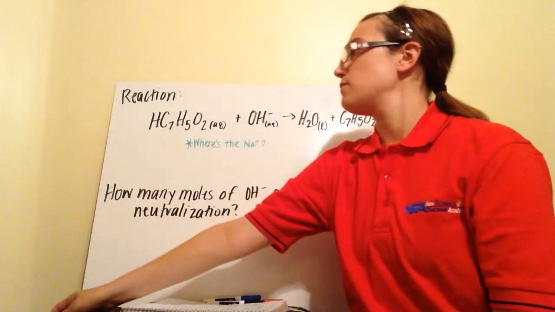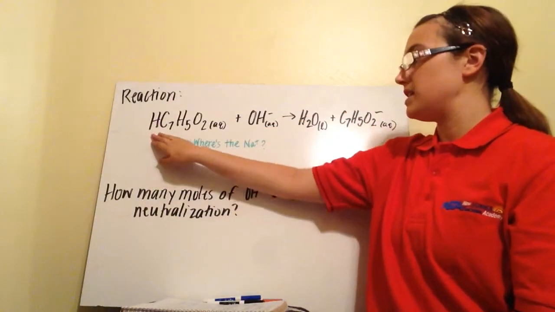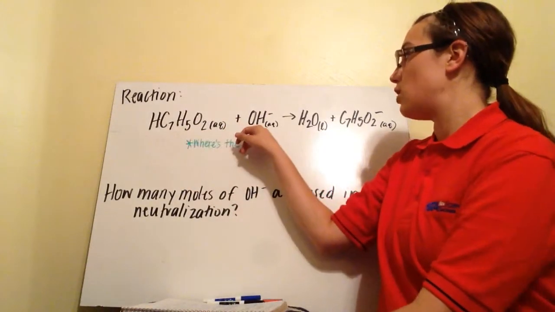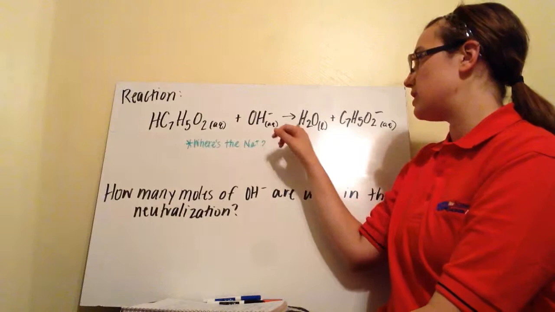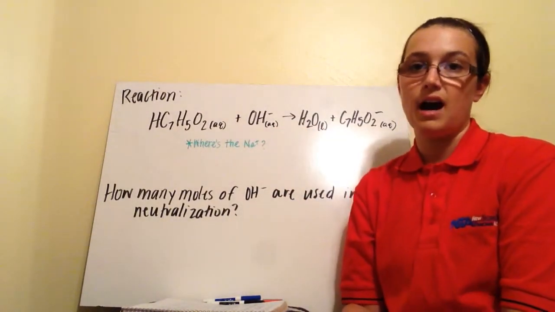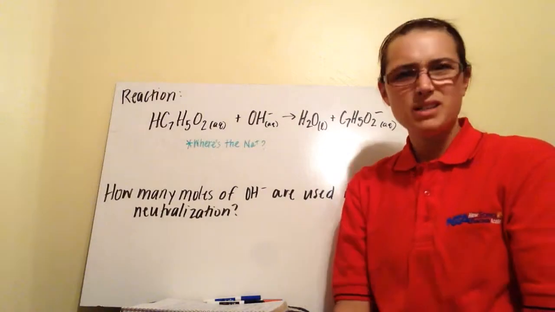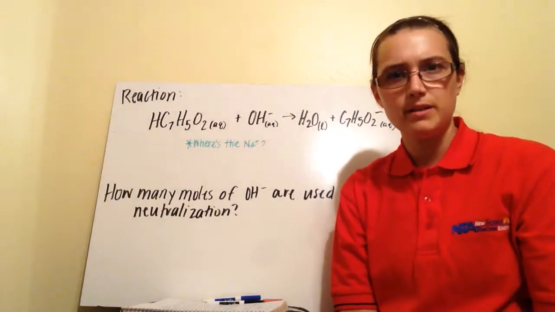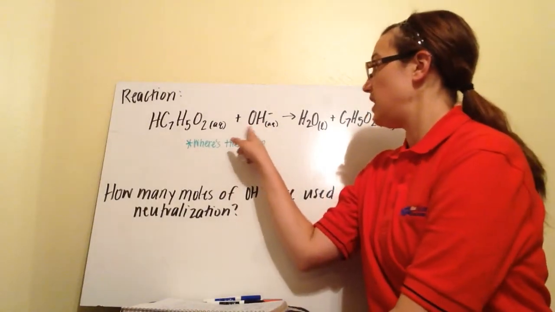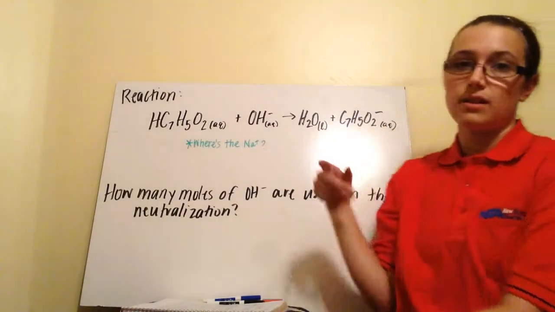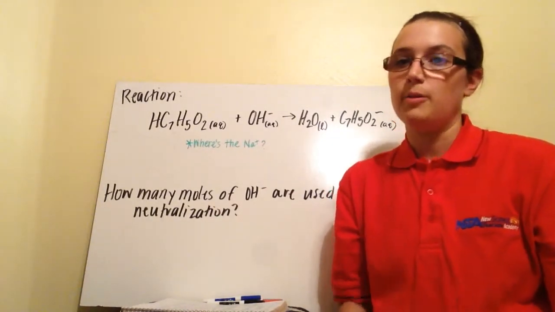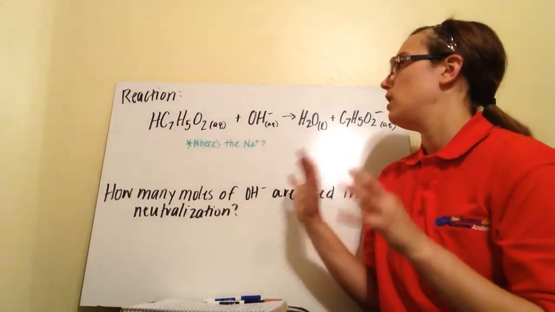So the reaction for this example is the benzoic acid, which is aqueous because it's an acid, plus OH minus, which is aqueous, yields water and the benzoate ion. Now, where's the sodium in this? What happened to the sodium? Well, it was a spectator ion. So the Na plus on the left and the Na plus on the right, I just canceled out and I wrote the net ionic equation.